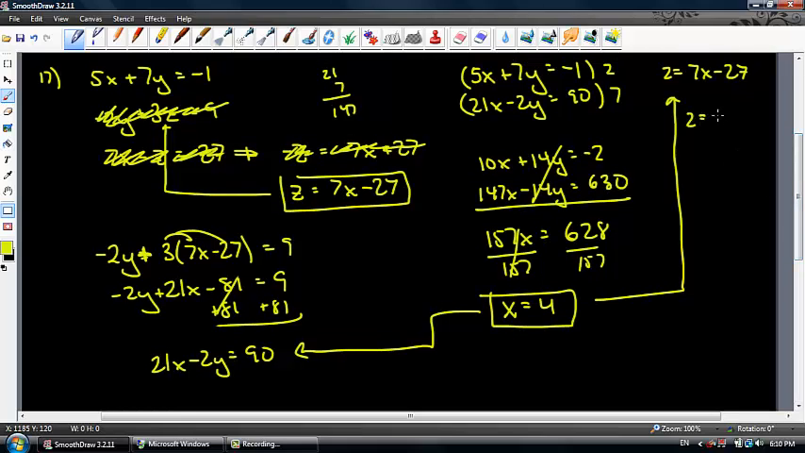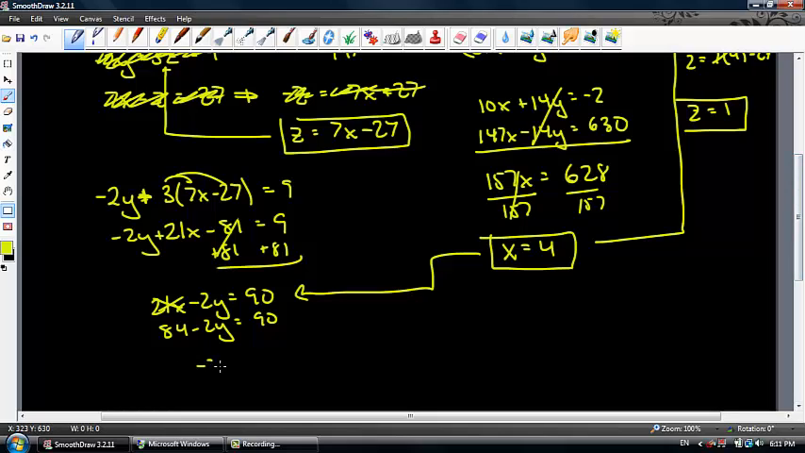So z is going to equal 7 times 4 minus 27. This is 28. z equals 1. Here, I'm going to plug 4 into this. So 4 times 42, that would be 84, minus 2y equals 90. Scroll down a little bit here. So negative 2y equals, if I subtract 84, I get 6, and then y is going to equal negative 3. So those are my answers, 4, negative 3, 1.